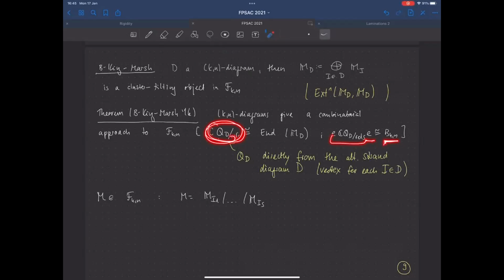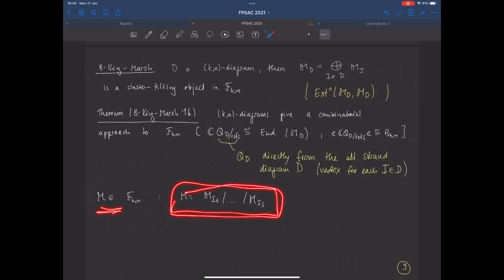Okay, so that's telling us that the diagrams can be used to give a combinatorial approach to the categories, but we can do more. We can look at the categories and objects in them. Every object can be filtered by the rank 1 modules. Let me say a few things about that.